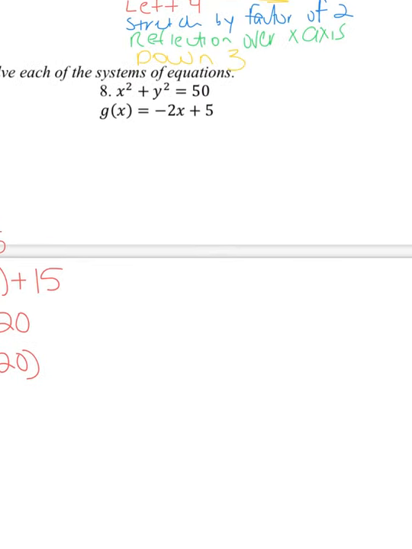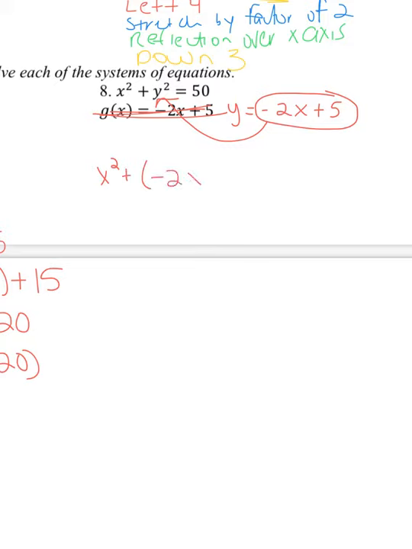For number 8, this is a circle and a line. So the bottom, if you want to rewrite this as y equals negative 2x plus 5, you can. So I would just take this negative 2x plus 5 and plug that in for y up here. So this is now x squared plus negative 2x plus 5 squared equals 50. Now remember, to do negative 2x plus 5 squared, you have to double distribute that.